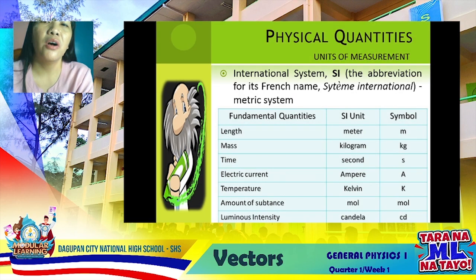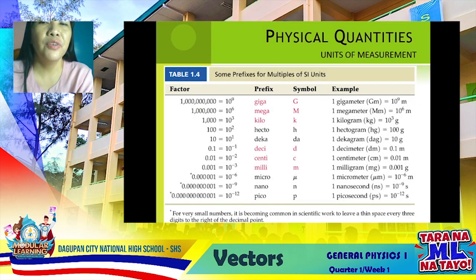The system of units used by scientists and engineers around the world is commonly called the metric system, but since 1960 it has been known officially as the International System, or SI. The table shows the SI units of the fundamental quantities. Prefixes are used to change SI units by powers of 10. To use SI units effectively, you should know the meaning of the prefixes.